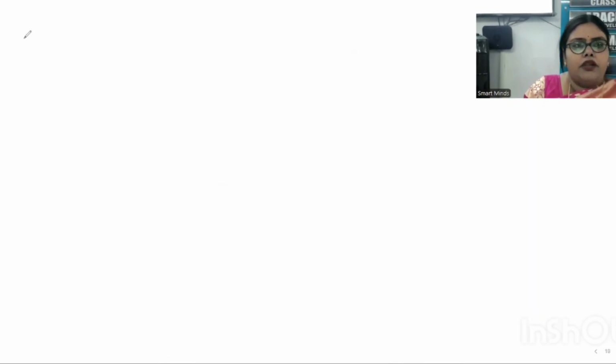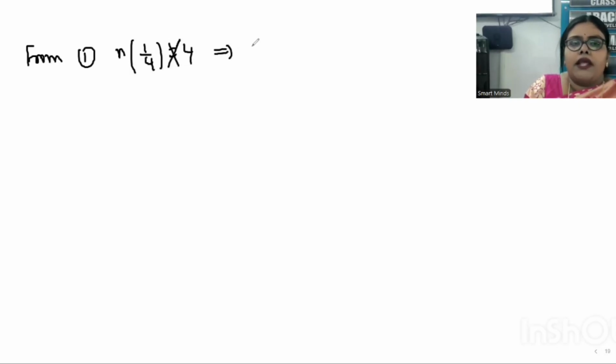After getting p and q, we substitute them in equation number 1. What is equation number 1? np equals 4. So n into p, which is 1 by 4, equals 4. If you cross multiply, you get n equals 16. That means the total number of trials is 16.